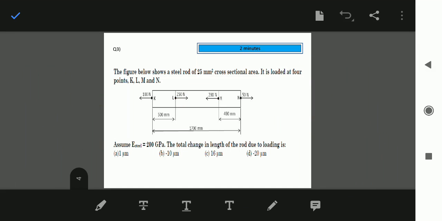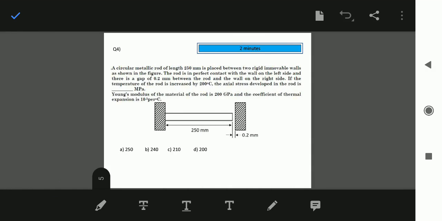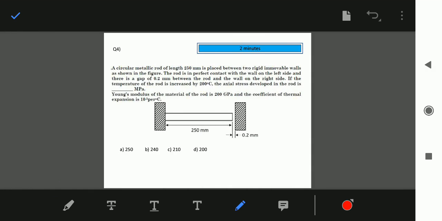Okay, moving on to the next question. Question number 4, a very conceptual question and most important from the GATE point of view, because this type of question from thermal stresses is asked in the GATE examination. It said that this bar is heated up, increased by 200 degrees centigrade, and L is 250.